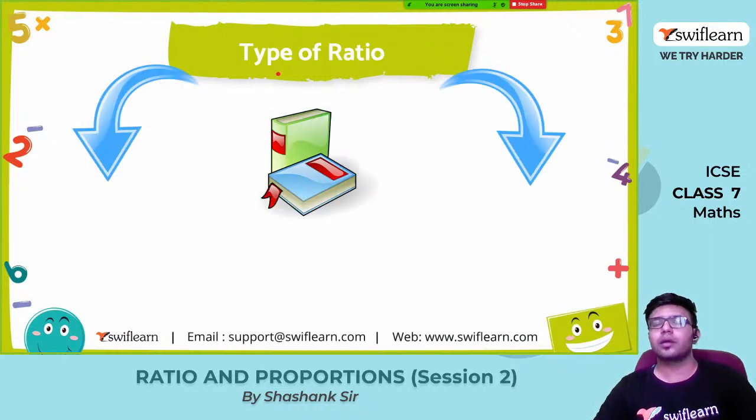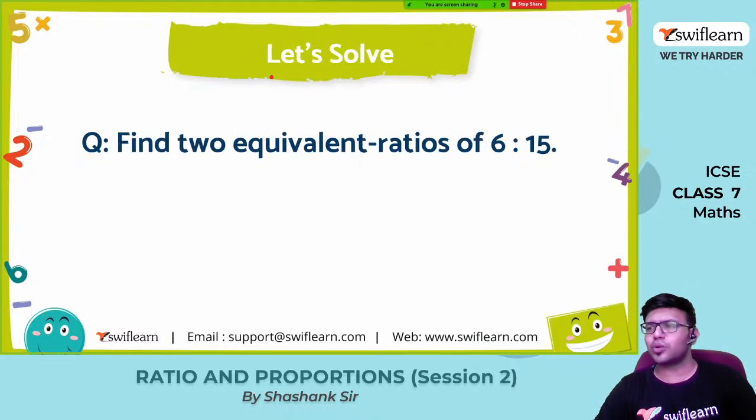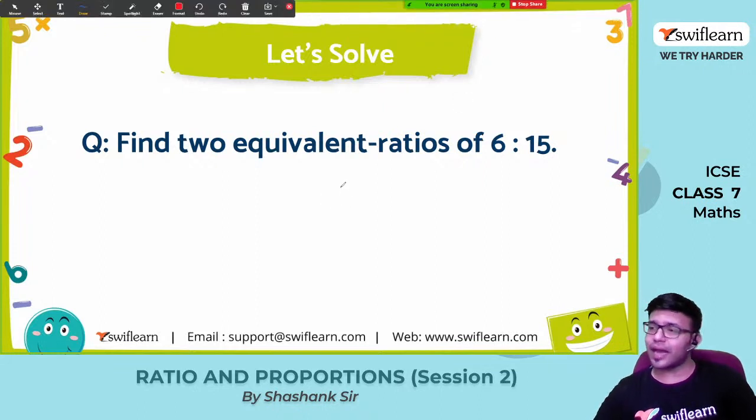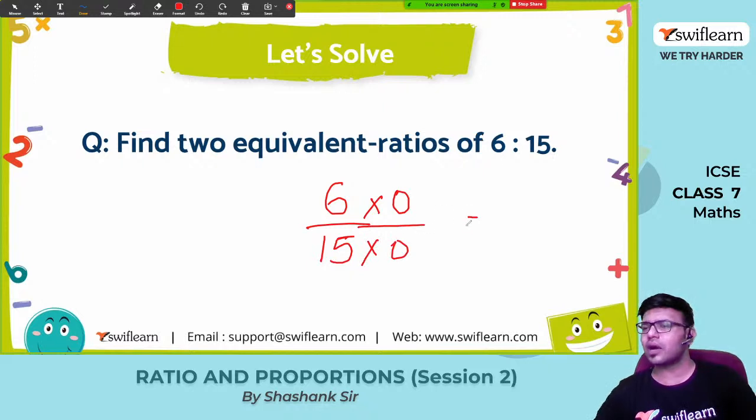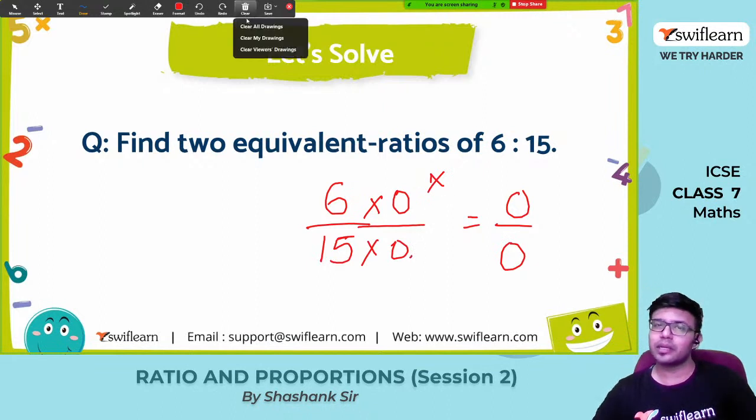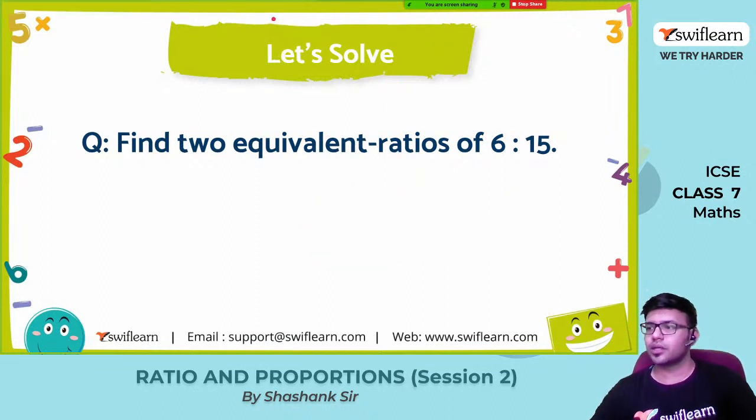Okay, I am getting a very interesting doubt here. Can we multiply the numerator and denominator by 0? Will we get an equivalent ratio, sir? If I multiply by 0, what will it be? I'll get 0 by 0. Does 0 by 0 have any value? No, 0 by 0 is indefinite, so we can't multiply by 0. Except 0, you can multiply with any number.